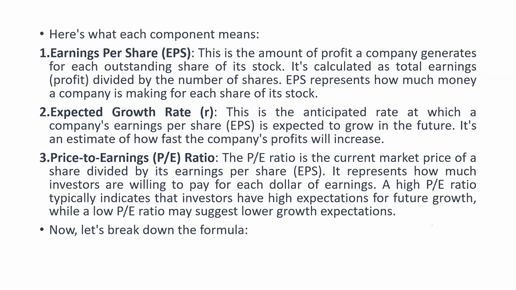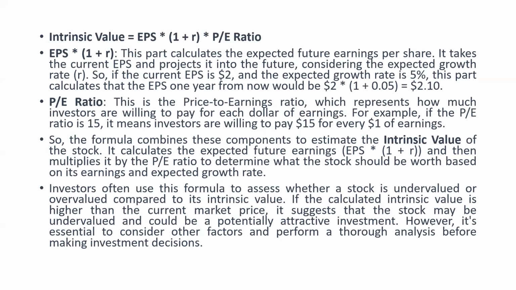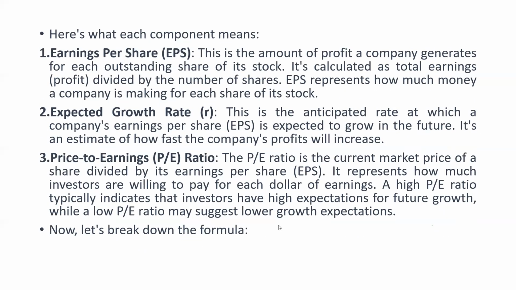And we have the PE ratio. This is widely used by many analysts. The PE ratio is the current market price of a share divided by the earnings per share. It represents how much investors are willing to pay for each dollar of earnings. A high PE ratio typically indicates that investors have high expectations for future growth, while a low PE ratio suggests lower growth expectations. Now we look at the breakdown. Kindly take a few seconds to look at the details of this.